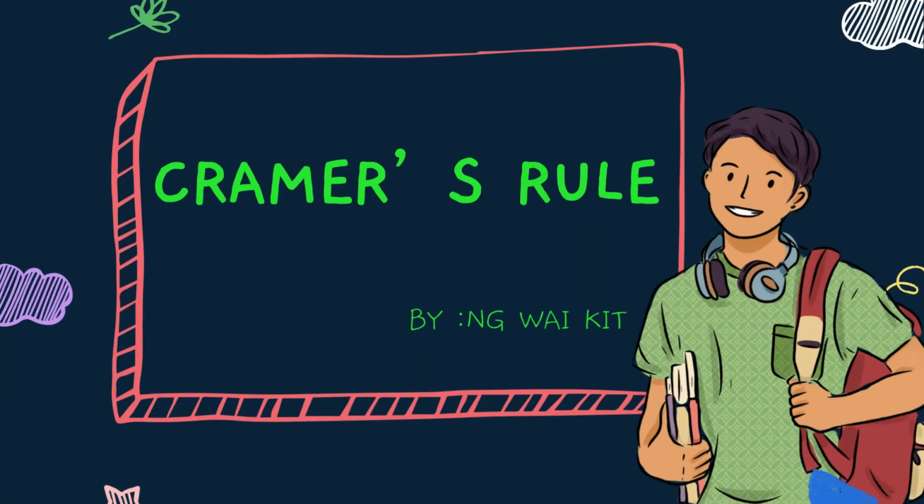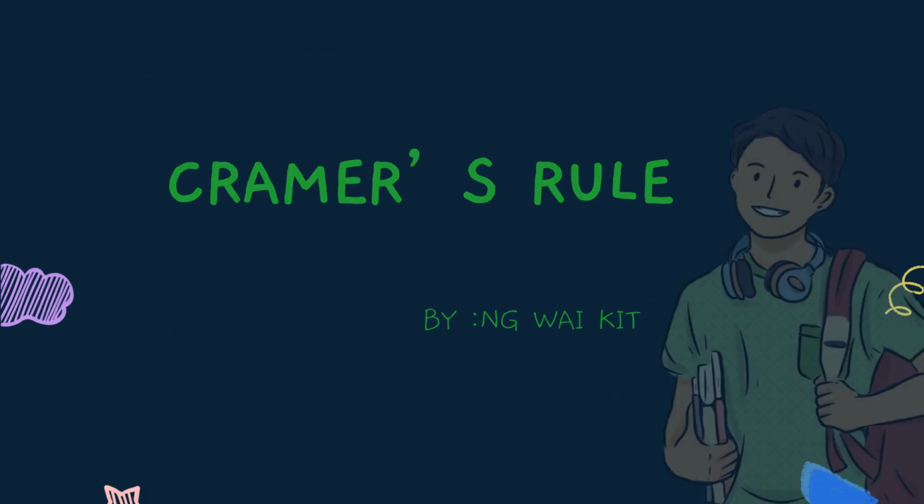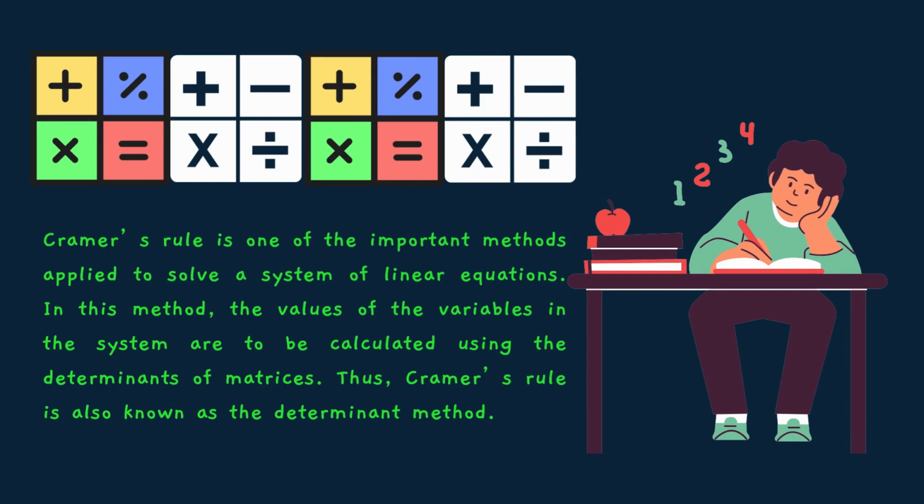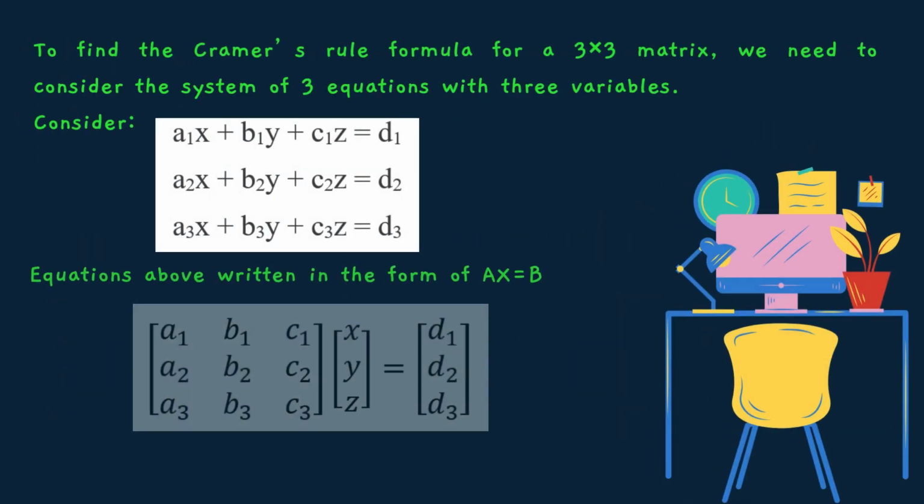Good morning, Doctor and my fellow friends. My name is Ng Wei Kit, and now I will discuss Cramer's rule. First of all, what is Cramer's rule? Cramer's rule is one of the important methods applied to solve a system of linear equations. In this method, the values of the variables in the system are calculated by using the determinants of the matrix. Thus, Cramer's rule is also known as the determinant method.